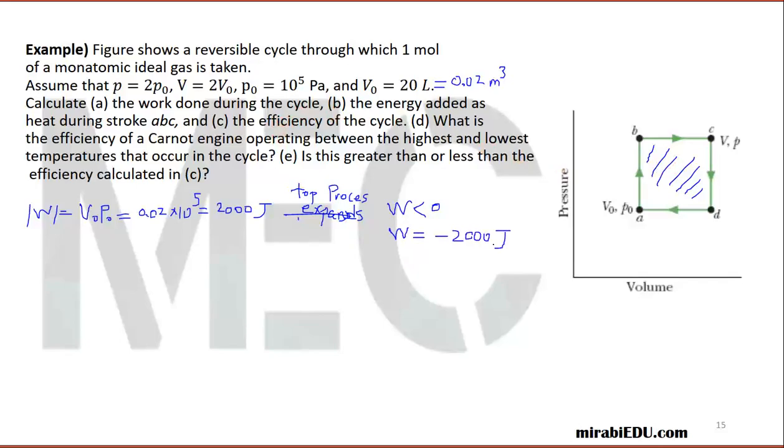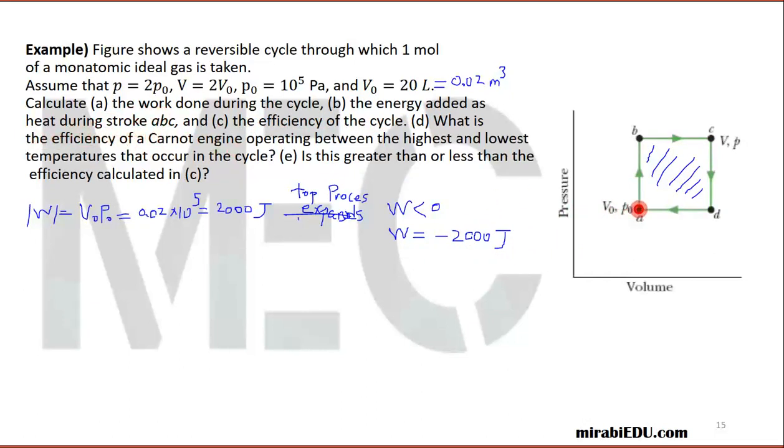So 2000 joule of energy is being delivered. Of course, because this is a clockwise cycle, you can learn by heart that clockwise gives the work and counterclockwise gets the work, but I don't recommend this. Part A says the work done during the cycle. Part B says the energy added as heat during the stroke ABC.